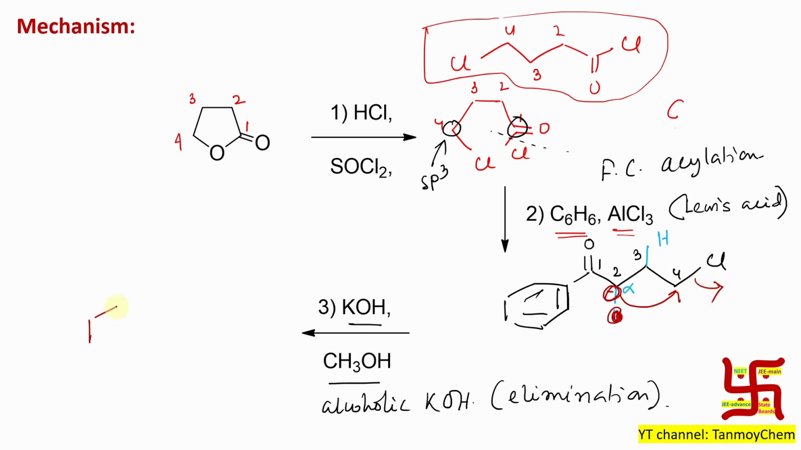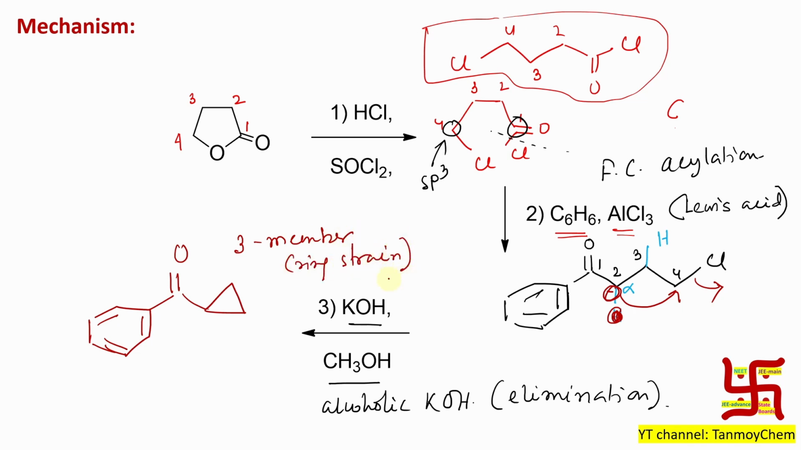And what will it result? It will result in a 3-member ring formation. So this is nothing but a cyclopropane derivative formation. So this is the product. Now you may have a question that, sir, it is a 3-member ring and a 3-member ring has ring strain. Since the 3-member ring has ring strain, why does it form?